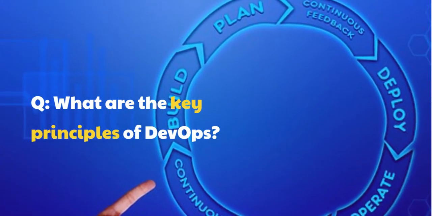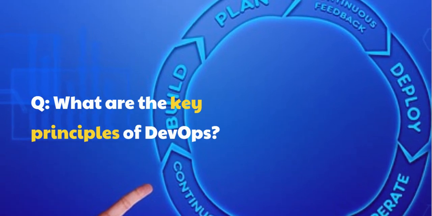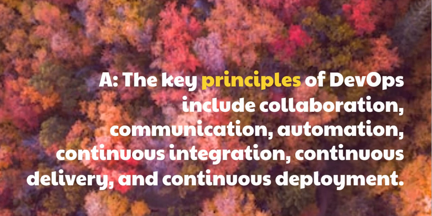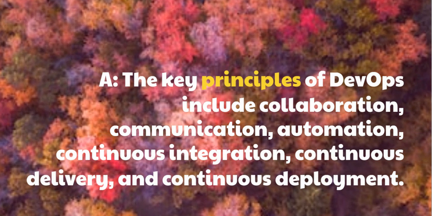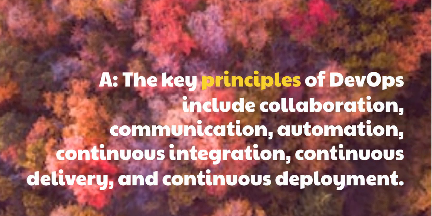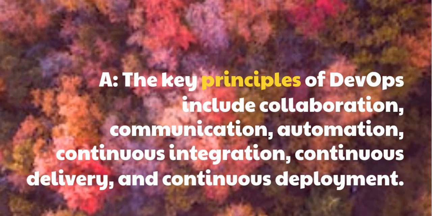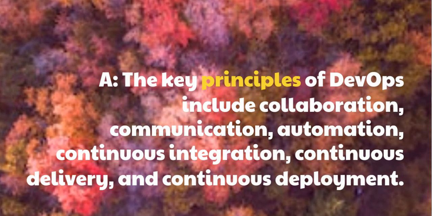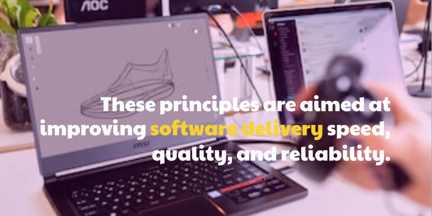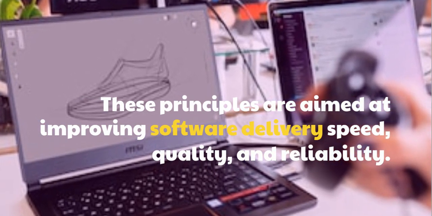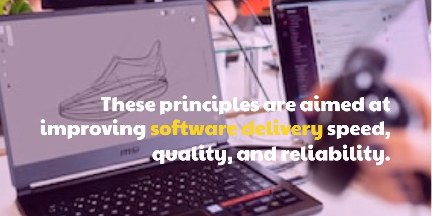Q. What are the key principles of DevOps? A. The key principles of DevOps include collaboration, communication, automation, continuous integration, continuous delivery, and continuous deployment. These principles are aimed at improving software delivery speed, quality, and reliability.